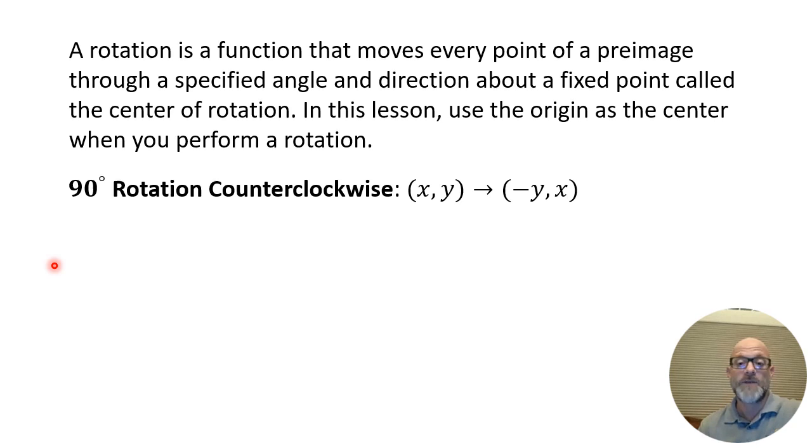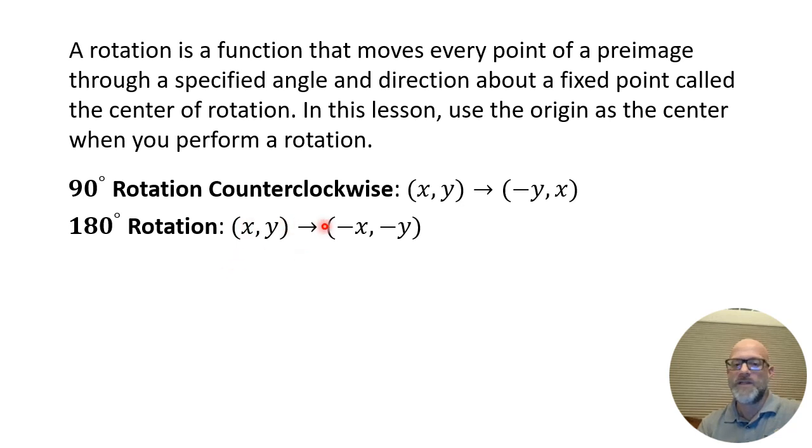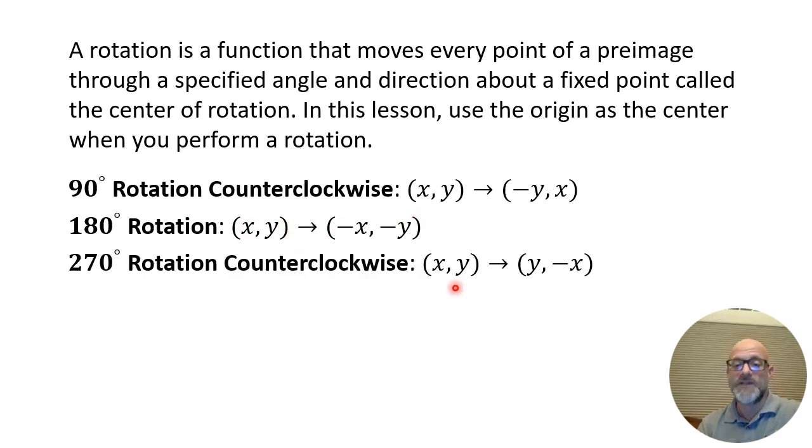Okay, 90 degrees clockwise rotation. That's XY maps to negative YX. Notice the X and the Y are flipping. This is XY and this is YX with a negation of the Y. 180 degree rotation, XY just maps to negative X, negative Y. 270 degree rotation, XY maps to Y, negative X. Notice again, the XY maps to YX with a negation of the X now. These are the 3 types of rotations you just need to know the rules for. And every one of these makes sense if you think about it.